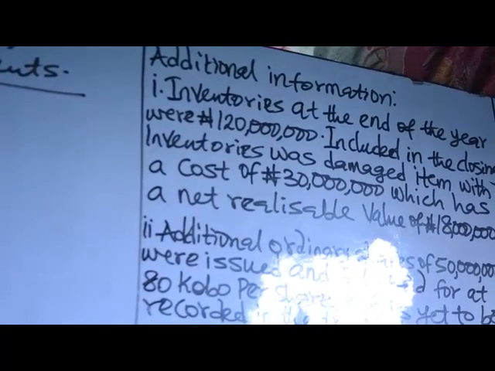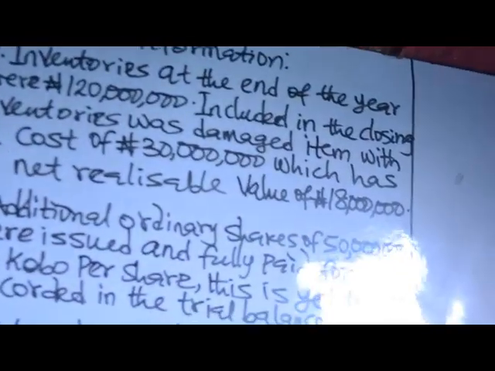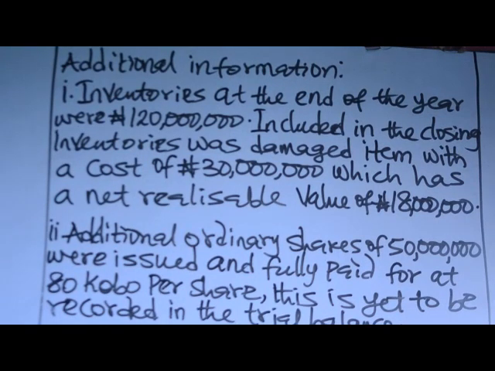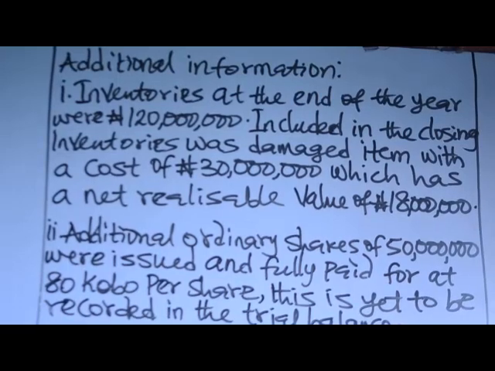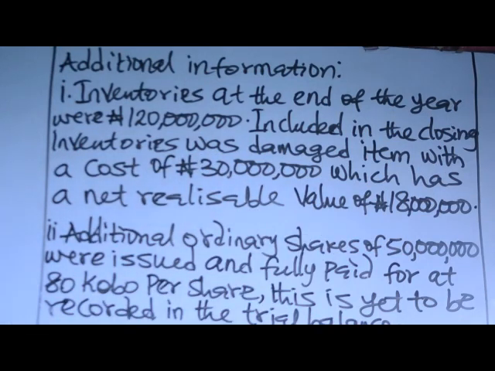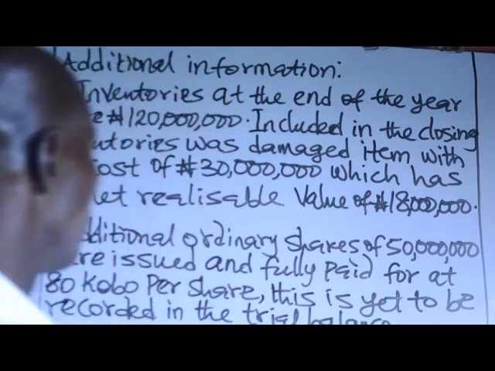Inventories as at the end of the year were 120 million naira. Included in the closing inventories was a damaged item with a cost of 30 million naira, which has a net realizable value of 18 million naira. Remember, in accordance with IAS 2, inventory should be measured at the lower of cost or the net realizable value.